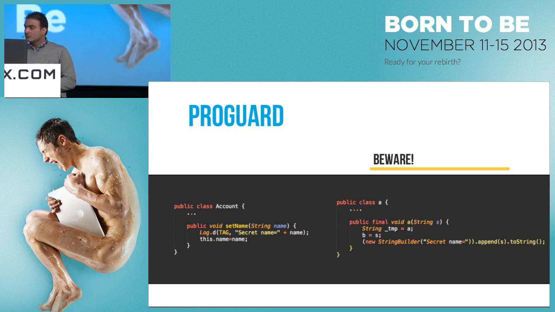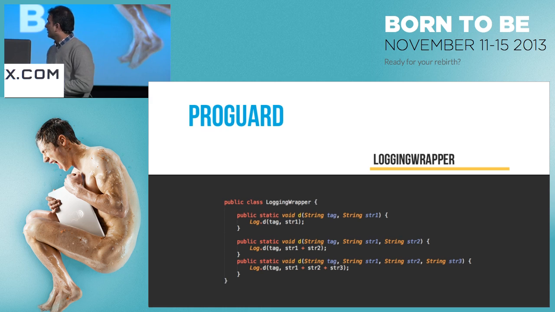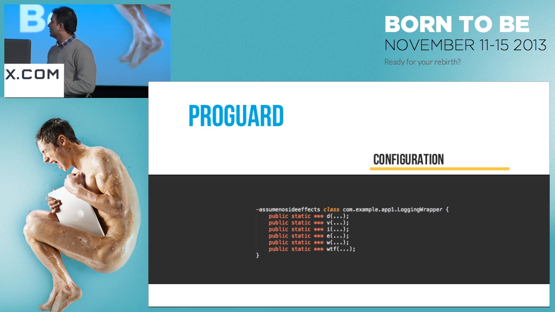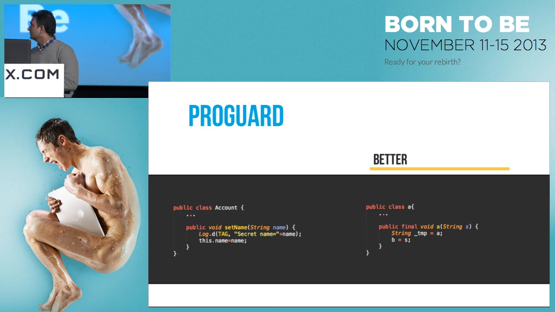So what you do, you can write a little wrapper where you just pass on strings as parameters, and then the concatenation is done here. And on the other side, your ProGuard configuration is looking exactly the same, but now seeing no side effects of the log wrapper. And now if you obfuscate your code, the same code, it will look like this. So that string is gone.